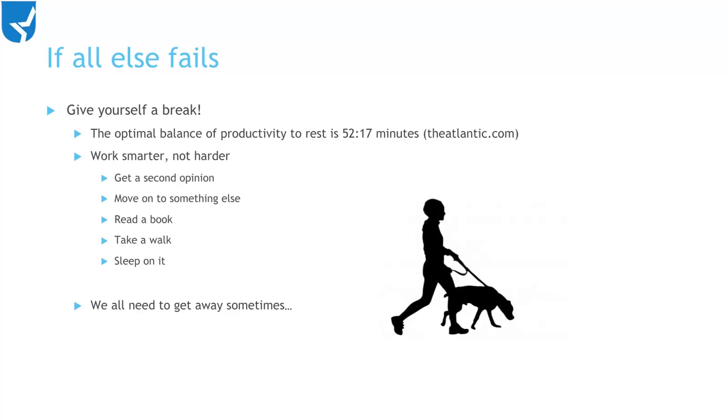The research shows that optimally our brain will function at its best for about 52 minutes, then it needs a break. And in fact, the more of these cycles that you go through, the shorter that optimal period becomes. So you go from 52 minutes to 45 minutes to 40 minutes to 30 minutes. So you've got to take a break. And sometimes the best thing that you can do to work through a problem is to just not look at it for a while. Or get a second opinion.